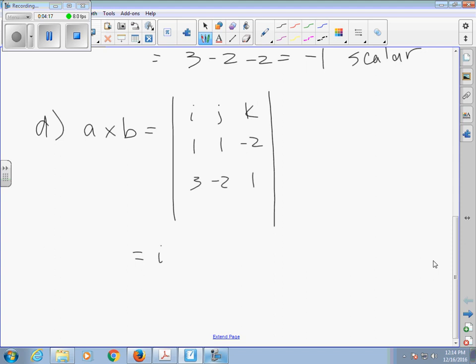Okay, so first we have I multiplied by the determinant of a 2 by 2 matrix, which we'll figure out, minus J multiplied by something, plus K multiplied by something. Hopefully I put my numbers in there.